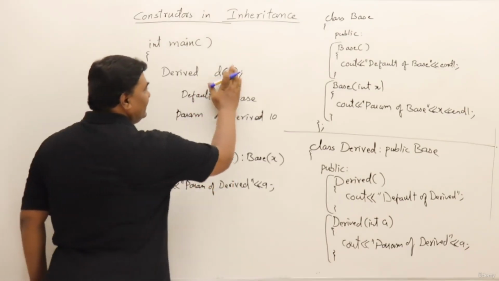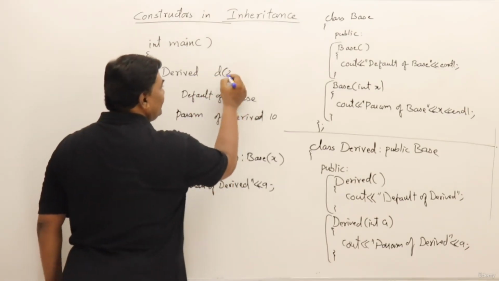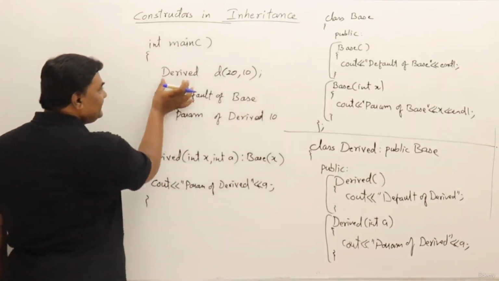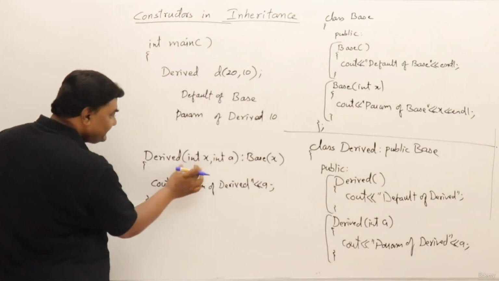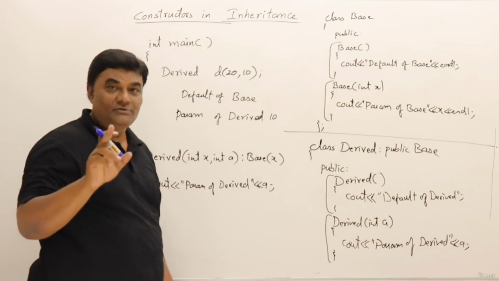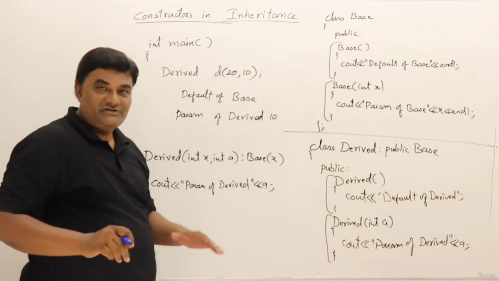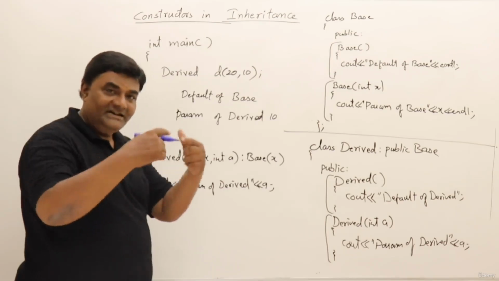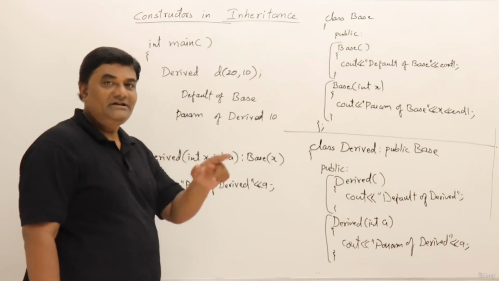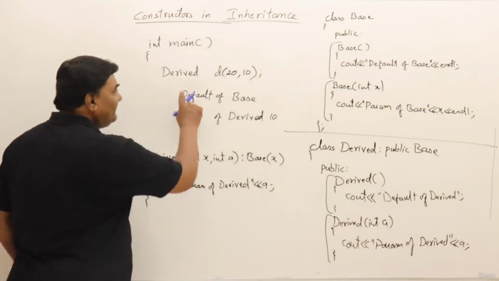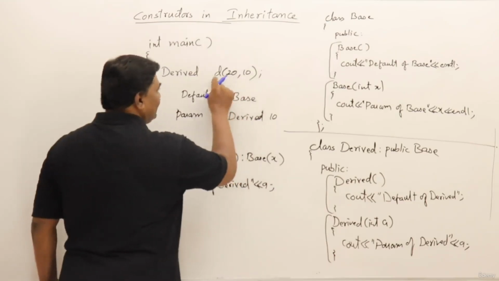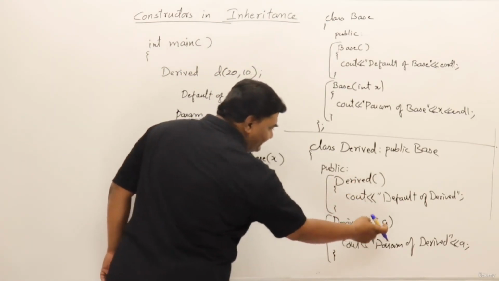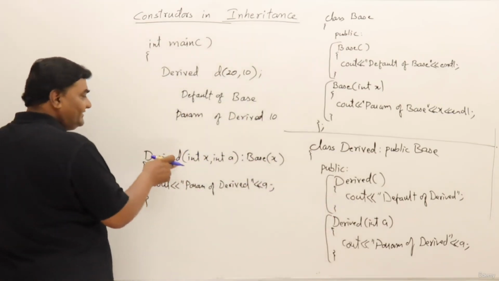I will change this one. I will say 20, 10. Now tell me, which constructor of derived class is called? This constructor is called. I am not saying executed. Calling is different, execution is different. Call means it is just called but not executed. When it is completed, then the procedure is performed, then we say executed. So I am calling the parameterized constructor of derived class. How many parameterized constructors are there? This is the default one. This is one parameterized. This is the second one. So I am calling this one.